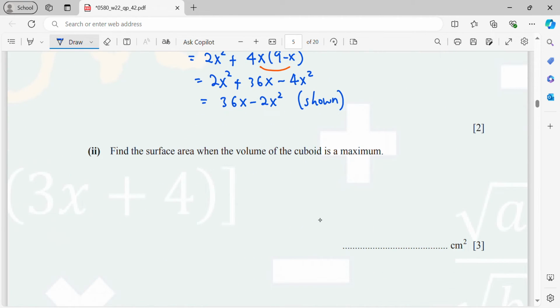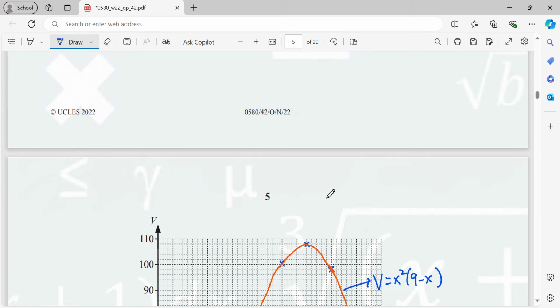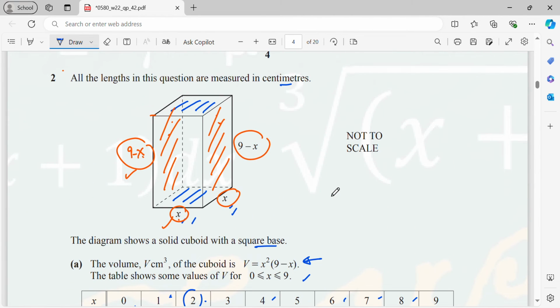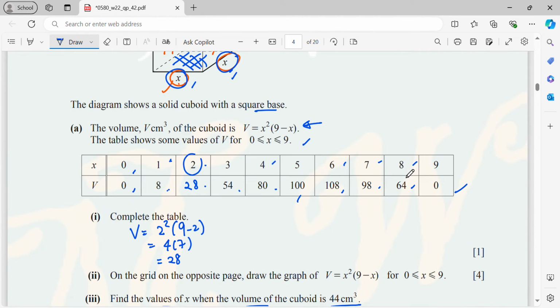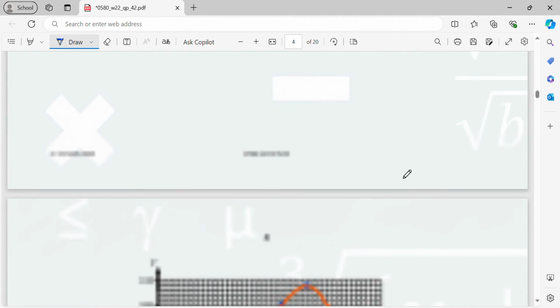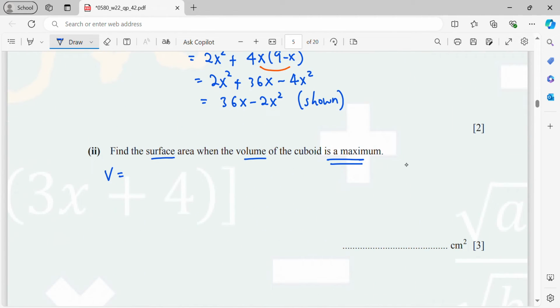Now second part, find the surface area when the volume of the cuboid is maximum. We know that volume equals base area times height. The base area is x times x, and the height is 9 minus x, so it becomes x squared times 9 minus x. The volume is given here basically, so I will just write V is x squared bracket 9 minus x.